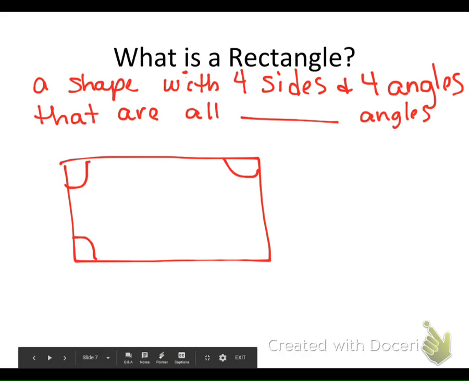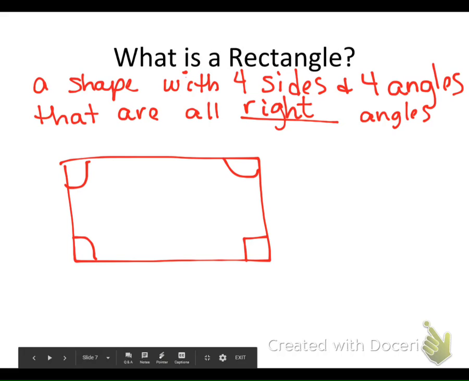Now, what kind of angles are these, though? All these angles are going to be, what'd you say? Right angles, good. What's the difference? What's a square? A square is an example of a rectangle. A square can be considered a rectangle. But what makes a square specific? A square has all the sides the same length. Okay. All right.